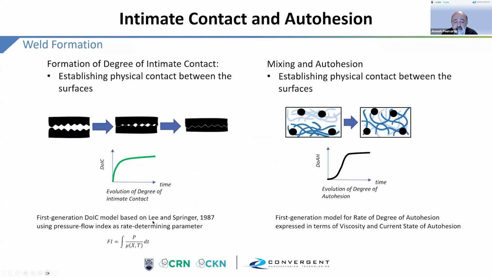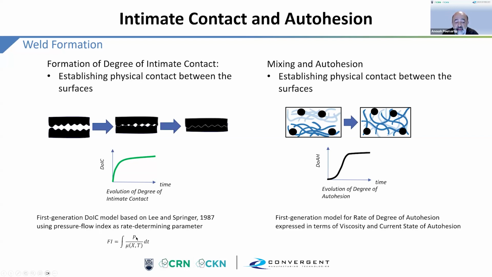There's not a lot of DOIC models out there. So the baseline at the moment is the Lee and Springer model, which was developed way back in the 80s. And it's a very elegant little model. Basically, it says, think of the surface as a bunch of pillars which are squeezed flat, and you increase the true surface contact. And it's all driven by a flow index, which allows for both the pressure and the viscosity.